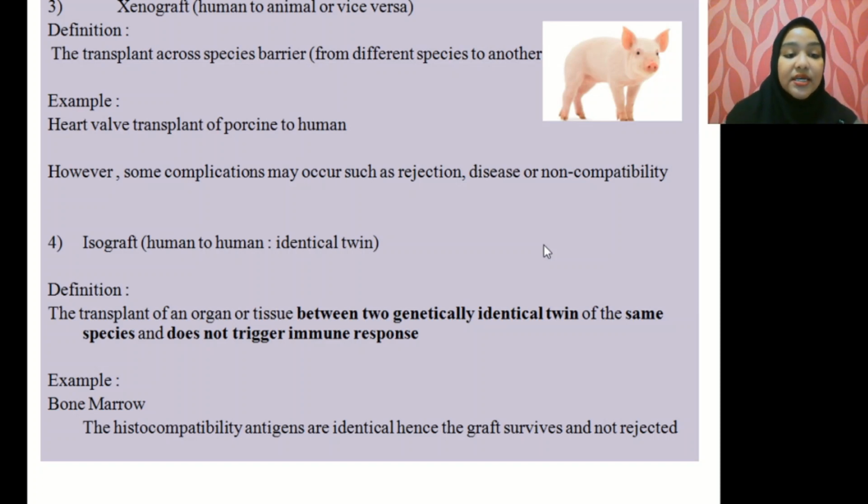Okay, last one is the isograft, also known as syngeneic graft. It is also human to human, but the difference from the allograft is that it involves identical twins. It is the transplant of an organ or tissue between two genetically identical twins of the same species and does not trigger an immune response. Why does it not trigger an immune response? Because they have the same genetics. For example, bone marrow: because the histocompatibility antigens are the same, the graft survives and is not rejected.